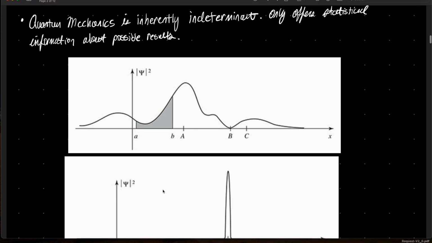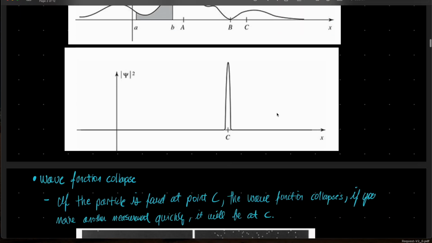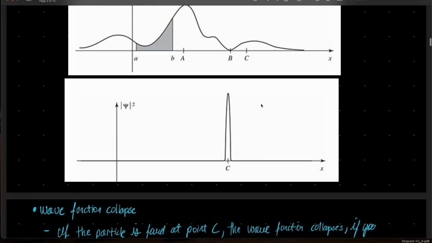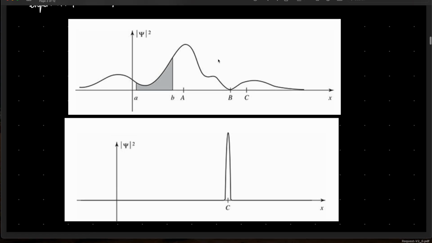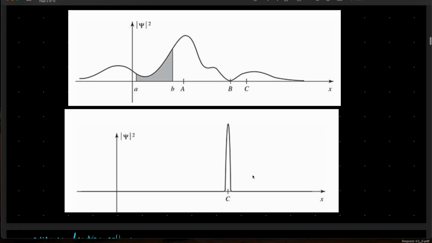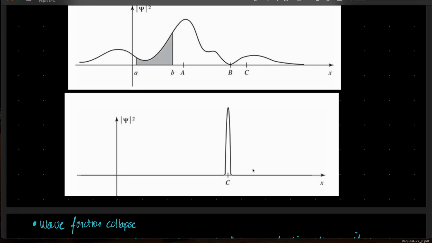Also, something that I learned that was pretty cool is that once we find the particle wherever it is, then the wave function collapses. So this oscillatory mess up here just completely flattens out and maxes out wherever the particle was found. So in this first graph, the particle was found at point C, and then if we were to measure it again really quickly, we would find it again at point C.